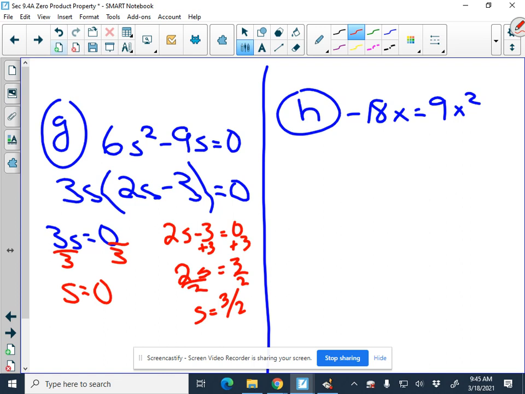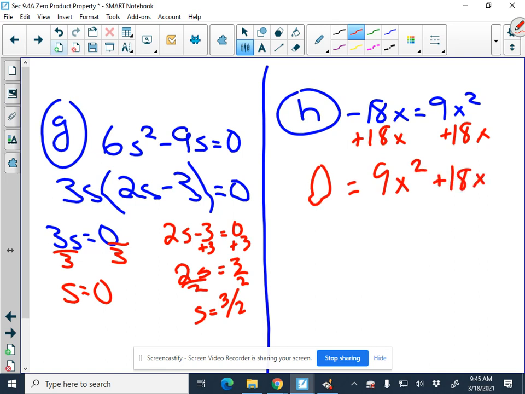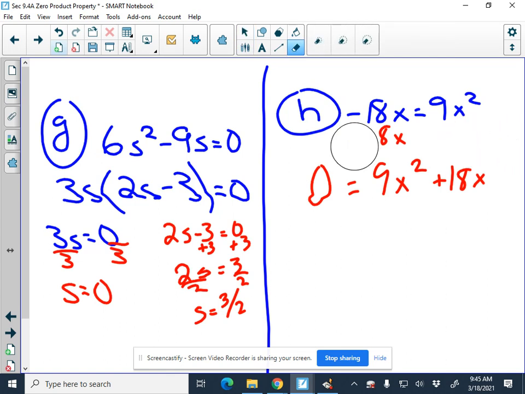Okay, what's this one? What do we got to move first? 18. So I'm going to add 18x. And I get 0 equals 9x squared plus 18x. Now I'm going to show you something. Could I have left that out? I could have got the same thing, right?